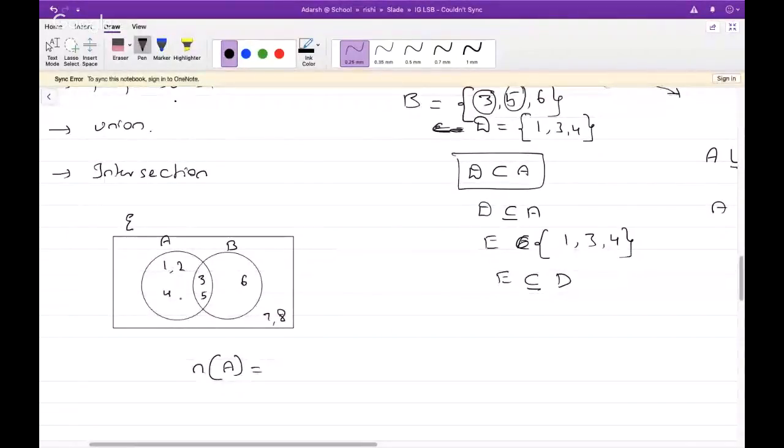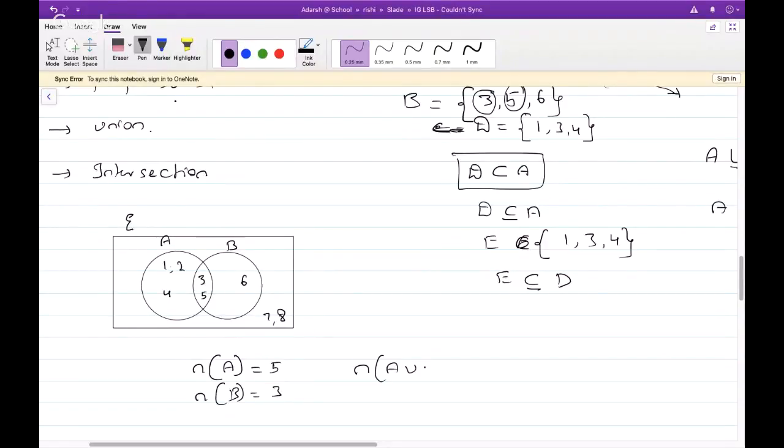Next part is the number of elements in A, represented as n of A. How many elements are there in A? 1, 2, 3, 4, 5. So there are 5 elements. Number of elements in B is 1, 2, 3. Next, number of elements in A and B together: count all of them, and count them only once. So 1, 2, 3, 4, 5, and 6. Number of elements in A intersection B: the common elements, just 3 and 5, two elements.